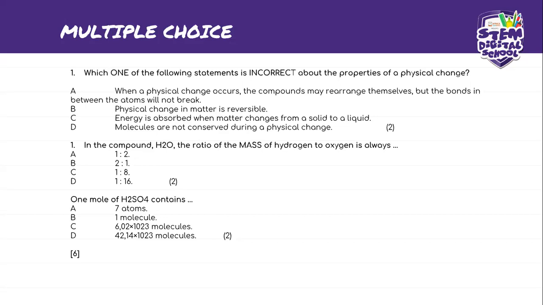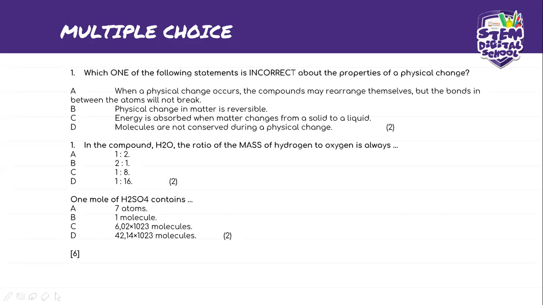And then we move to number two. Sorry, I numbered them incorrectly here. I forgot to fix them. Number two says, in the compound H2O, the ratio of mass of hydrogen to oxygen is 1 to 2, 2 to 1, 1 to 8, or 1 to 16.